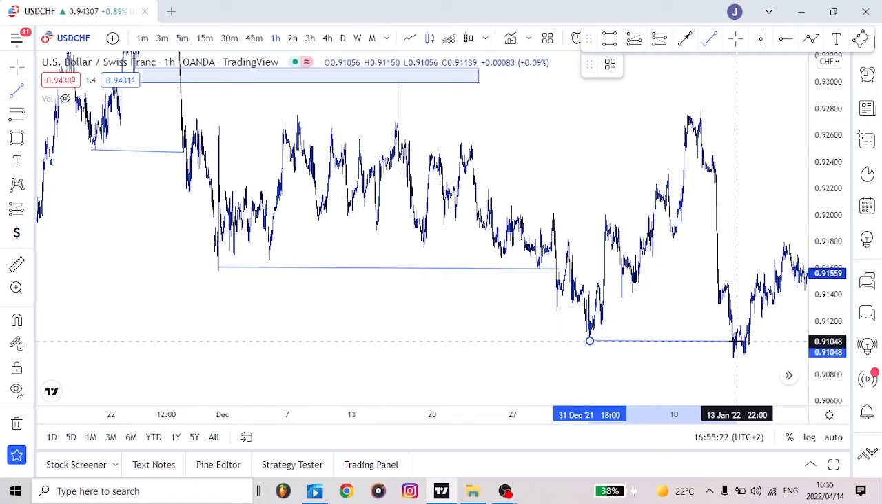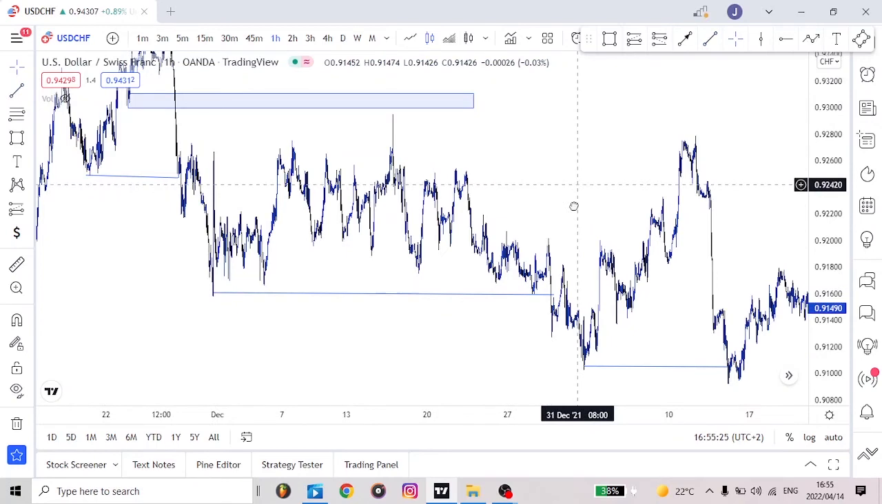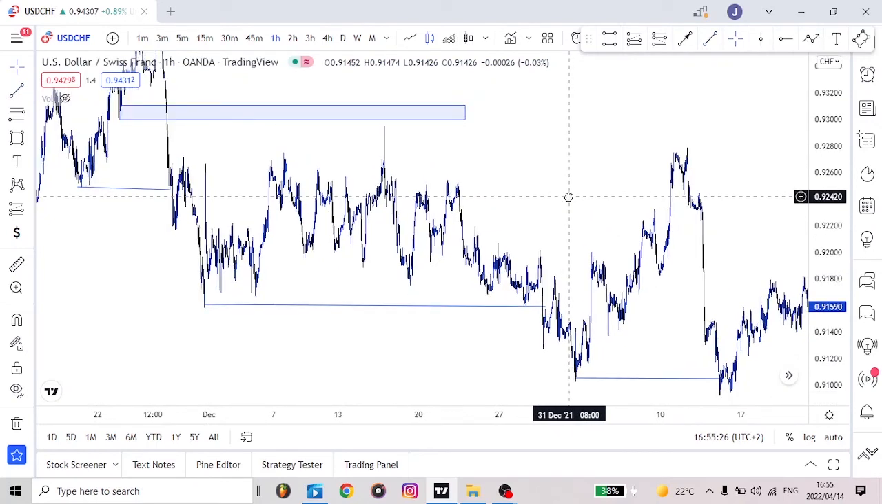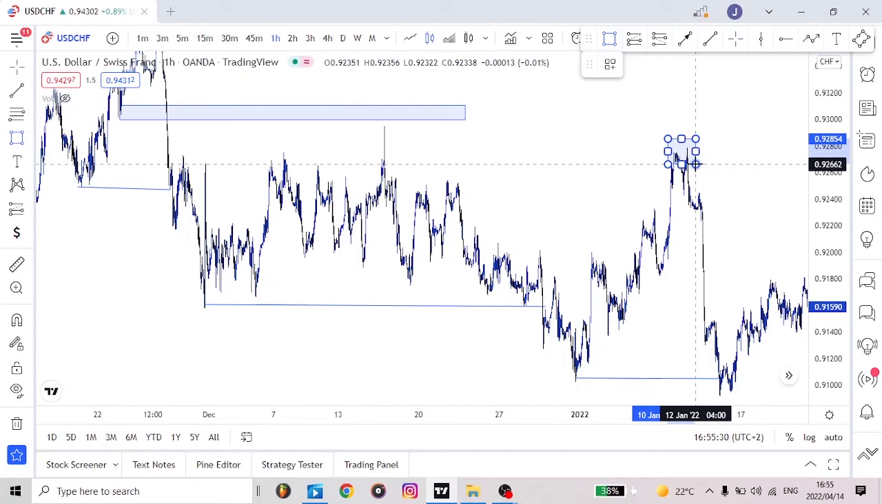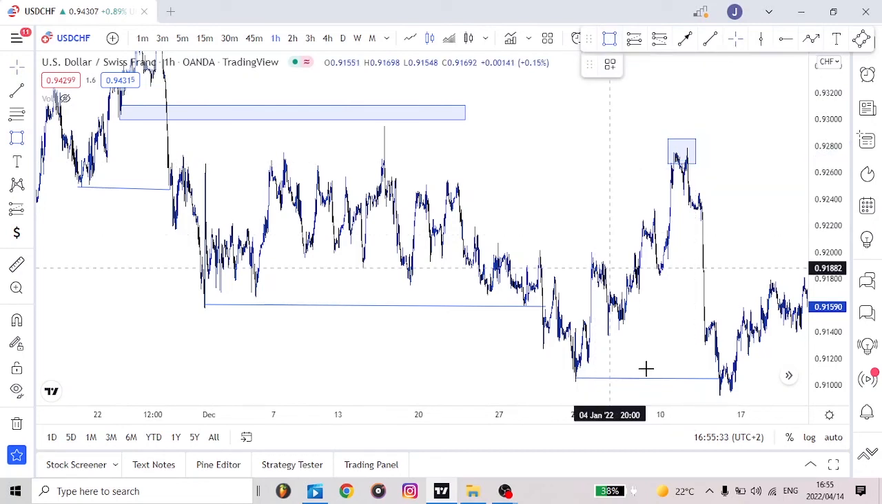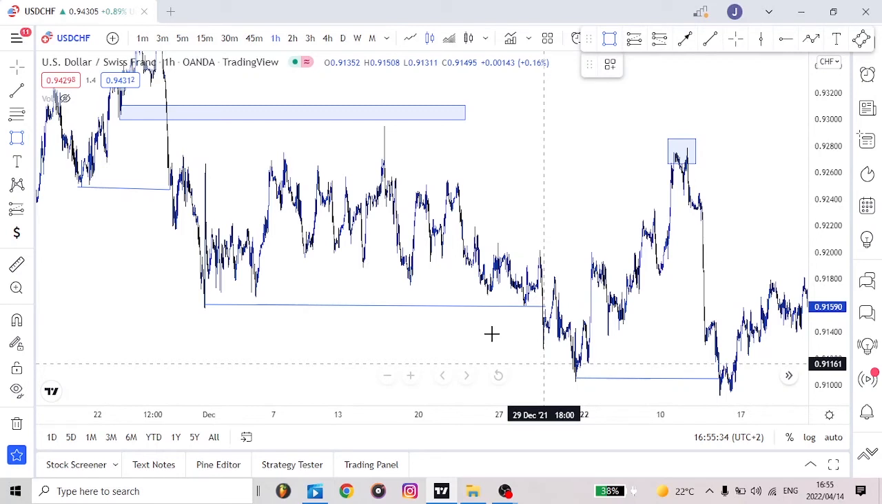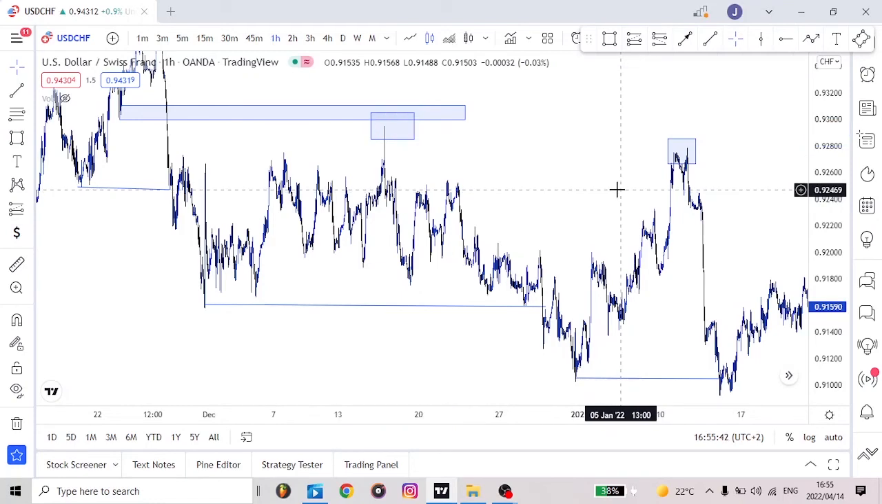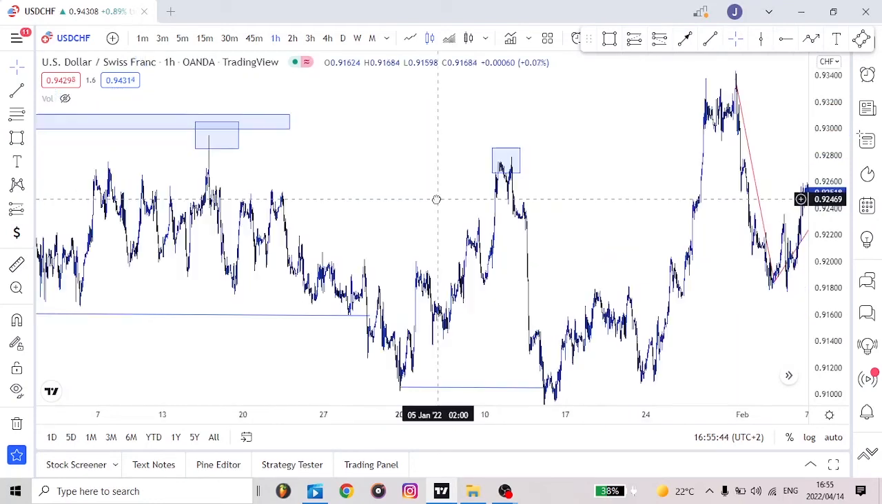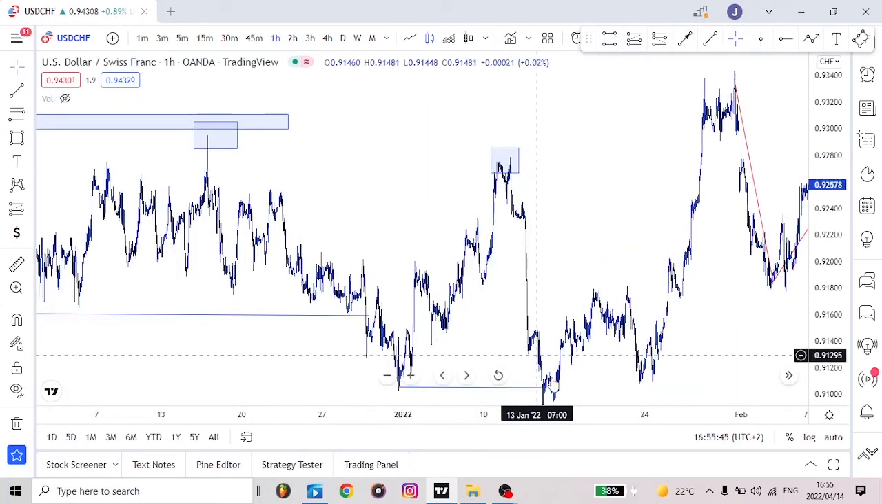Now it's also important to know which part created the break of structure. In our case, this part here created this break of structure, and then this part here. The break of structure is always created by the highest point or the lowest point. So we started pushing to the upside to break.